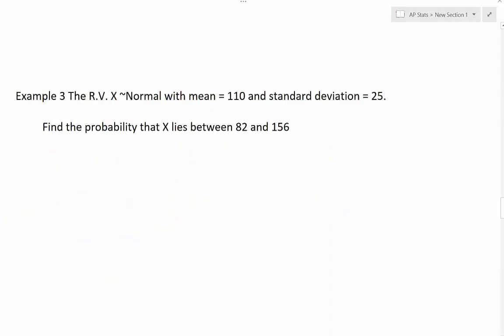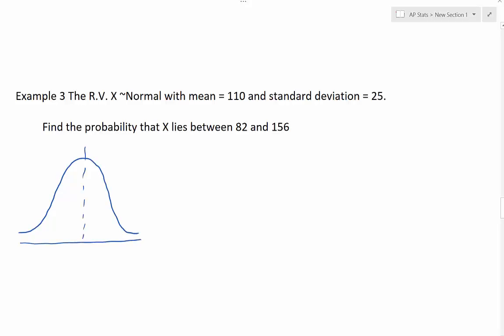This one's a little more complicated. This isn't a standard normal. This is a normal with a mean of 110 and a standard deviation of 25. So the first thing we're going to have to do is standardize and work out the z values. But before we do even that, let's have a look at what this diagram should look like.